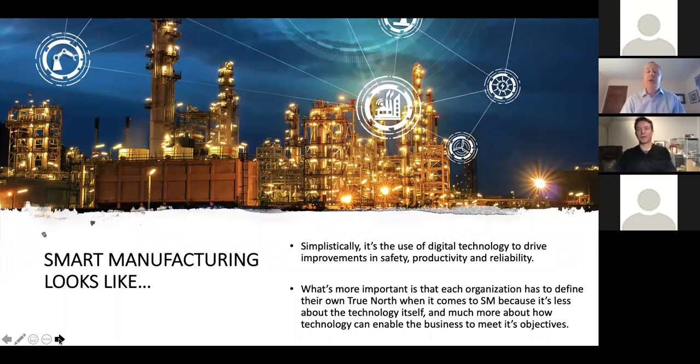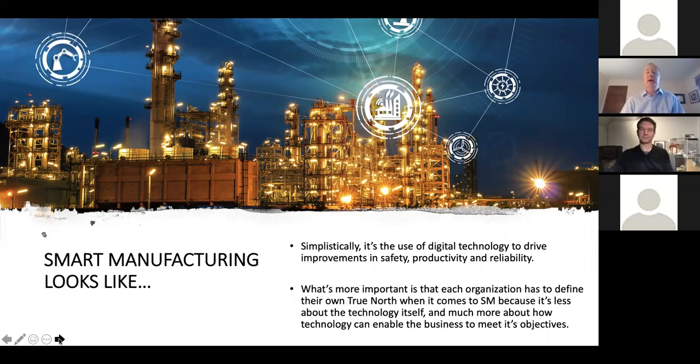I think beyond that, for folks who are listening and asking themselves what they need to do with their business, the one piece of advice that I always give people is that it's really up to each organization to define what its own true north is when it comes to smart manufacturing. Obviously a lot depends on where you're at today, and it's really less about technology and more about where you want to go as a business, and where you want your business to be in the next 1 year, 3 years, 5 years.